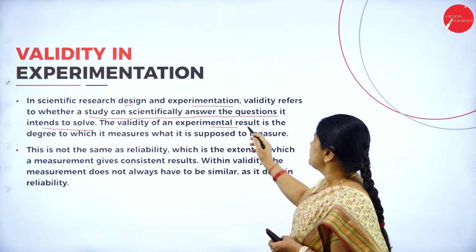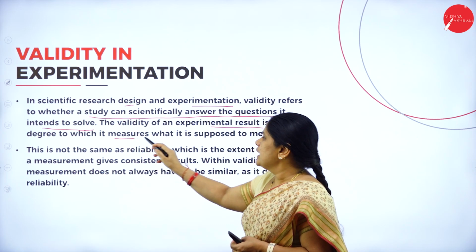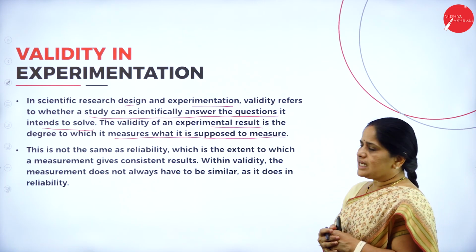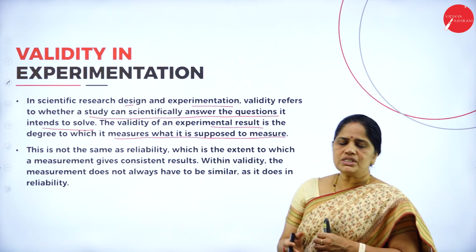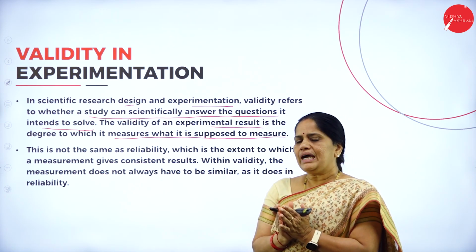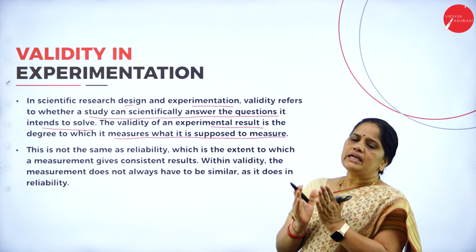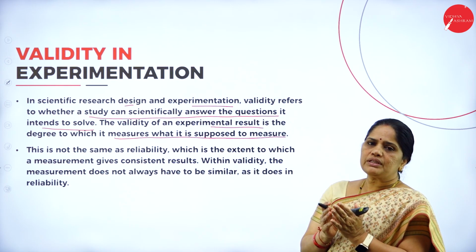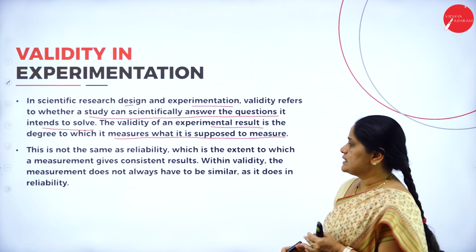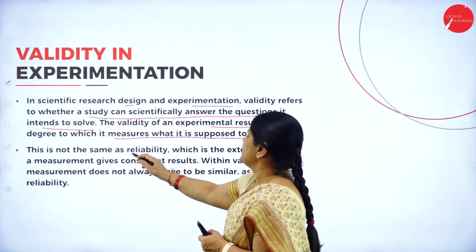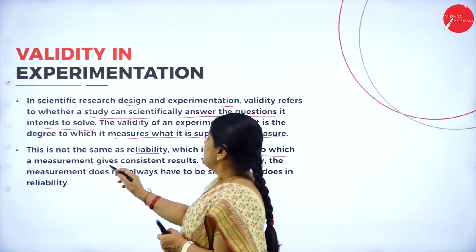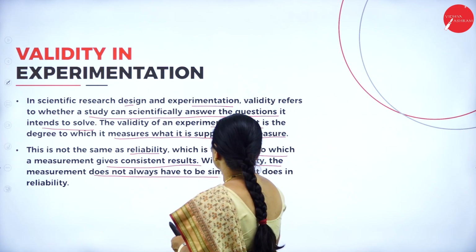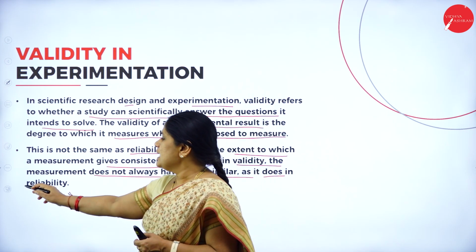The validity of an experimental result is the degree to which it measures what it is supposed to measure. Validity is always based on proof, and whatever proof is offered, it should provide the same proof in all cases. This is not the same as reliability, which is the extent to which the measurement gives consistent results. Within validity, the measurement does not always have to be similar as it does in reliability.